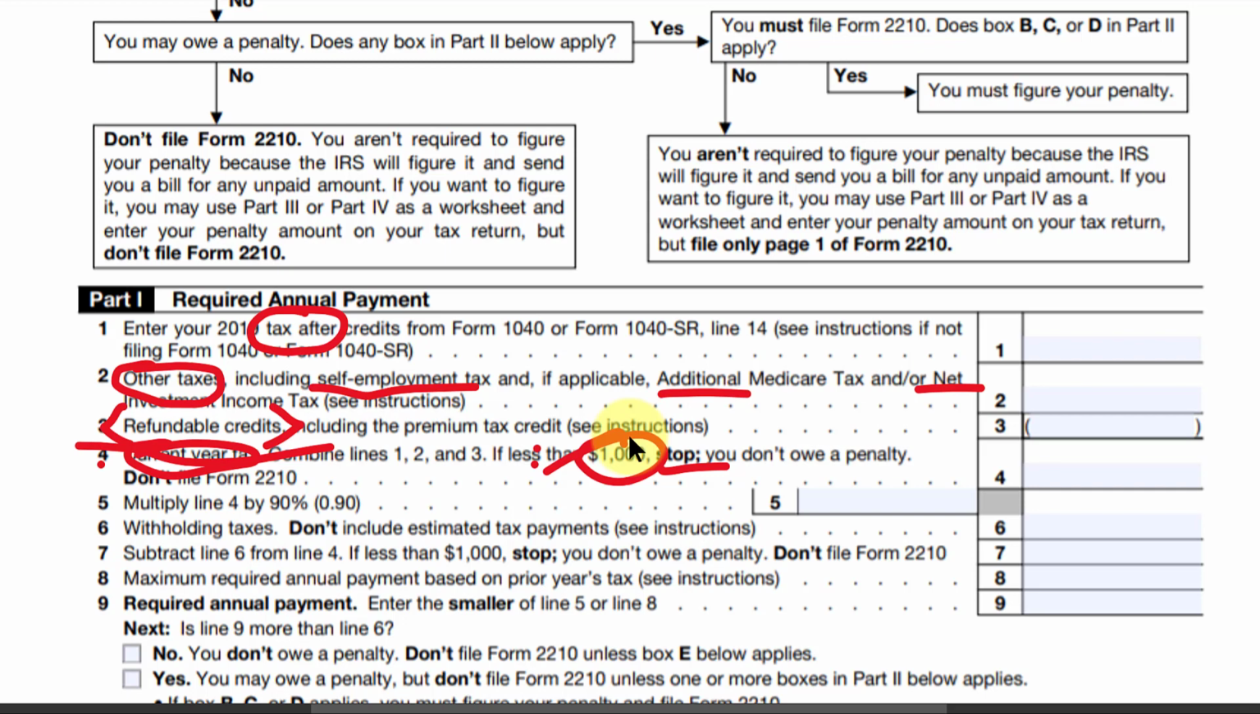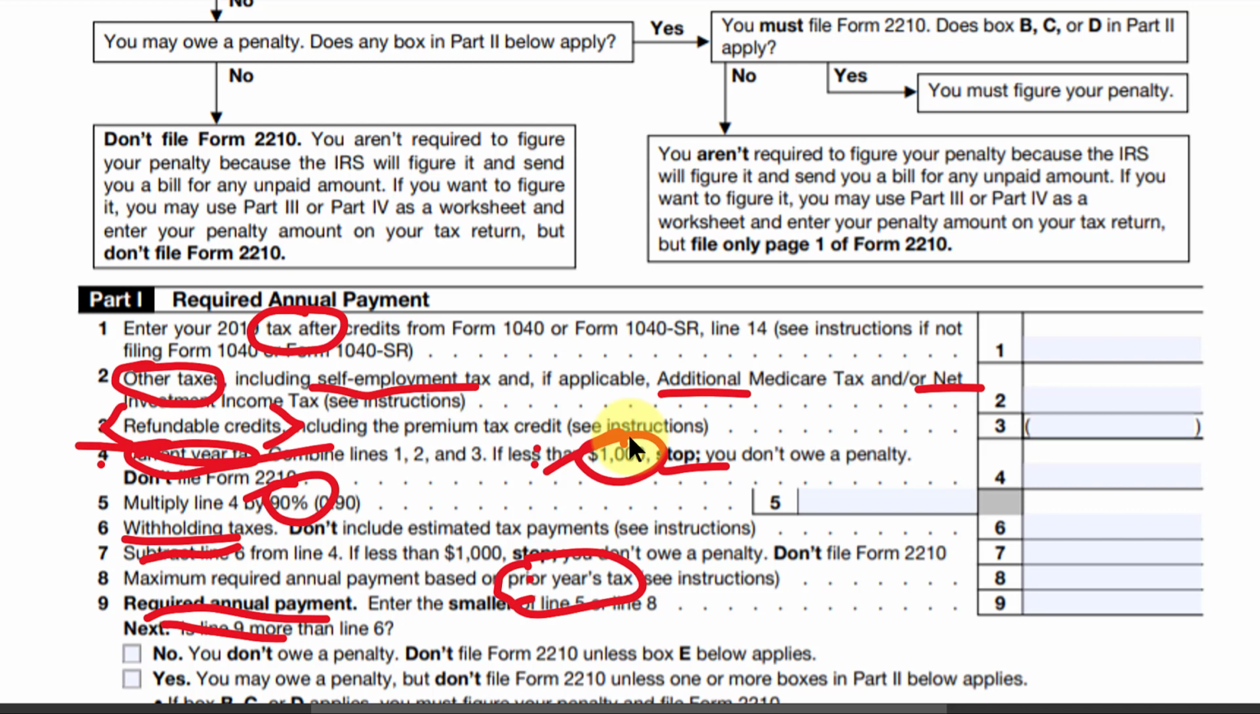Another exception is to take 90% of the current year's taxes, and as long as you made timely withholdings during the year and timely estimated payments during the year that are at least 90% of the tax, then again, you don't owe a penalty. Or you can look at last year's tax, the prior year tax, and as long as you pay that same amount during the year through withholdings and through timely estimates, then you don't owe a penalty.